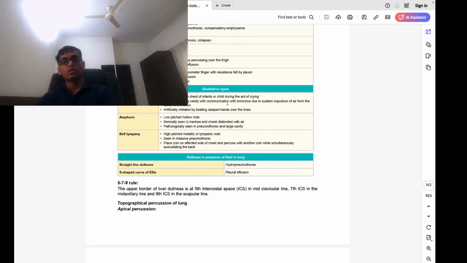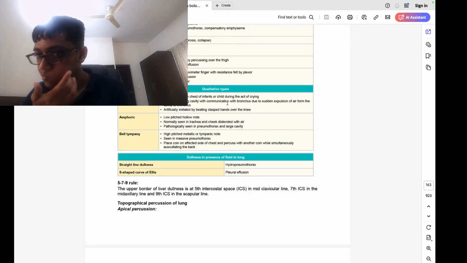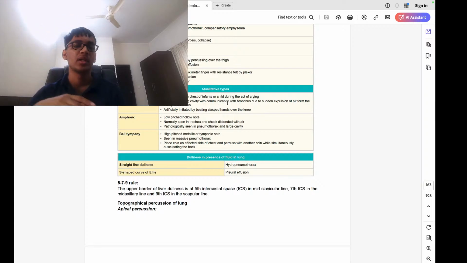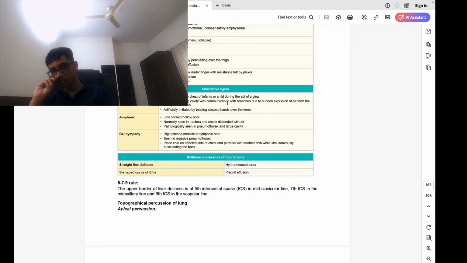Qualitative types: cracked pot resonance. It is normally seen in the chest of infants or children during the act of crying. Pathologically, it is a lung cavity with communication with the bronchus, due to sudden expulsion of air from the cavity into the bronchus. It can be artificially produced by percussing the clasped hands over the knee. Amphoric is a low-pitched hollow note. Normally it is seen over the trachea and cheeks distended with air. Pathologically, it is seen in pneumothorax and large cavity. Bell tympany is a high-pitched metallic or tympanic note seen in massive pneumothorax.